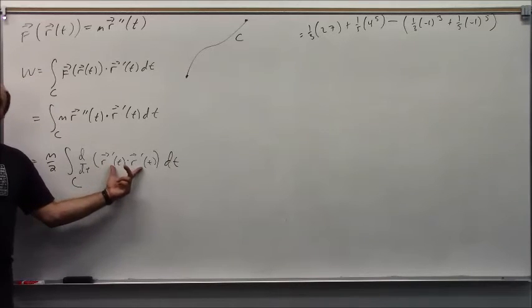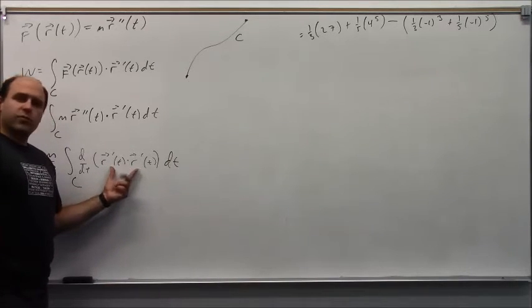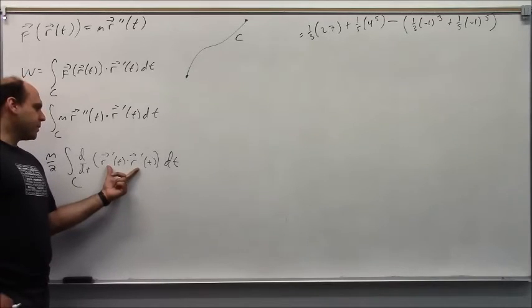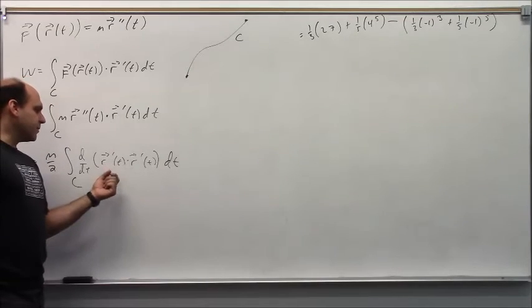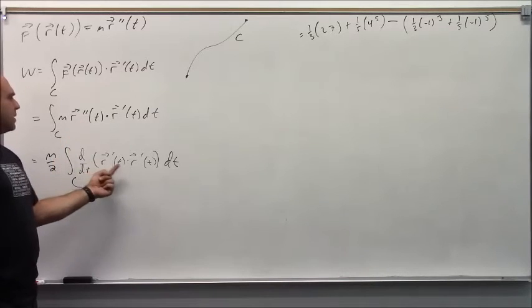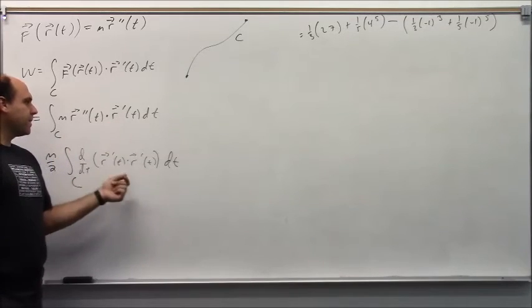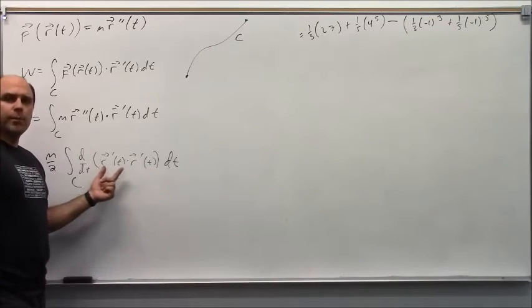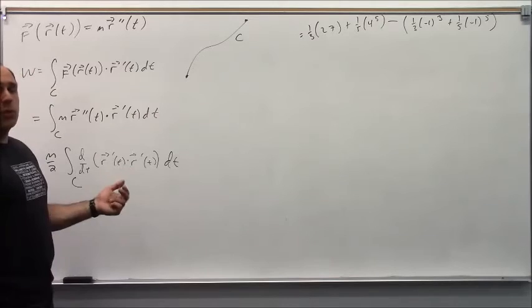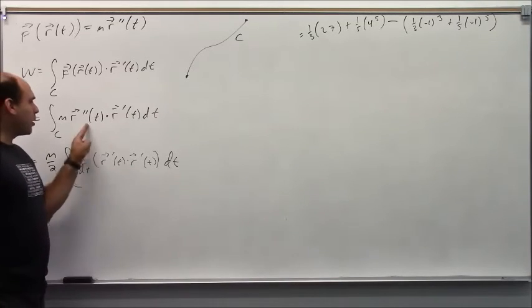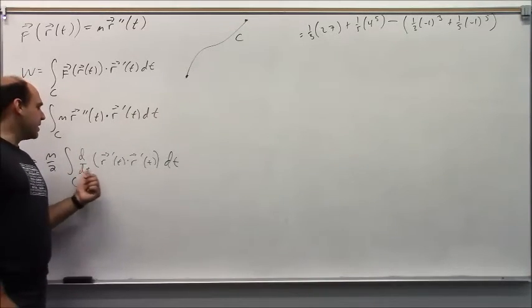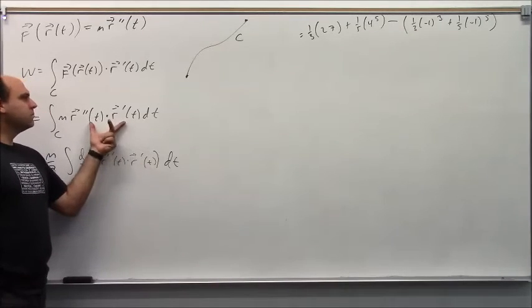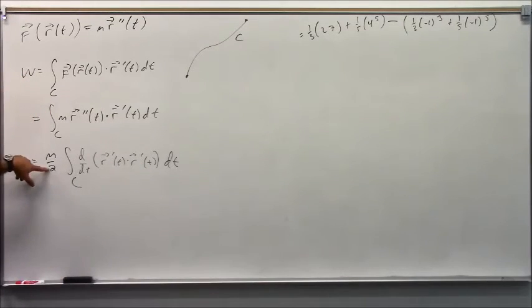Okay. If I take the derivative of this, I can apply the product rule for dot products, and I'll get the derivative of the first, r double prime, dot the second, r prime, plus the derivative of the second, r double prime, dot the first, r prime. But the dot product's commutative, so really both of those terms are r double prime dot r prime. So when I take the derivative of this, I get 2 r double prime dot r prime, which is why I put that 2 in the denominator out there. That cancels, and I just get this back.